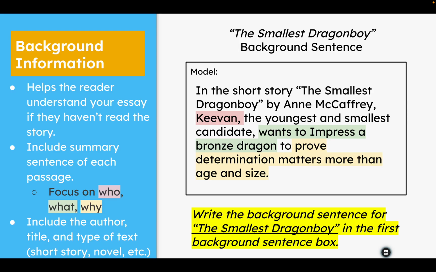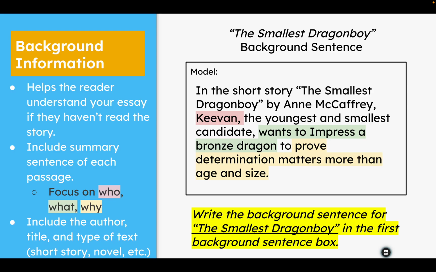All right, we are going to move up in the graphic organizer. We're going to move to the I and hit. That's the background information. This helps the reader understand your essay if they haven't read the story. You will want to include a summary sentence of each passage in your background information portion. So I want you in these parts to focus on who, what, and why of each story. You're also going to want to include the author, the title, and the type of text.